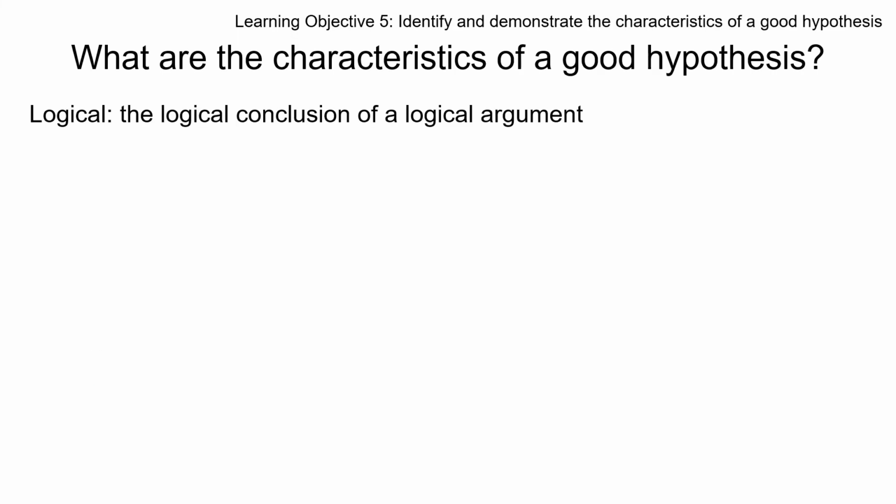This gets us to learning objective 5, which is to identify and demonstrate the characteristics of a good hypothesis. So what are the characteristics of a good hypothesis? First is that it's logical. It has to be the logical conclusion of a logical argument.